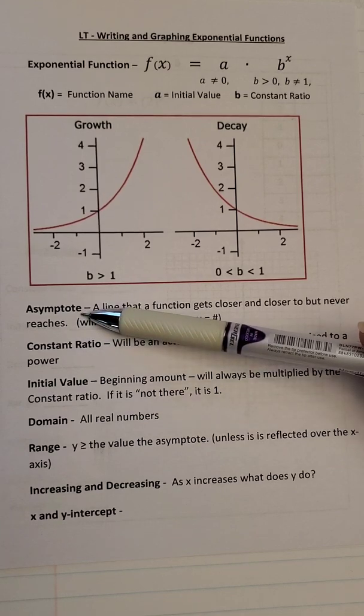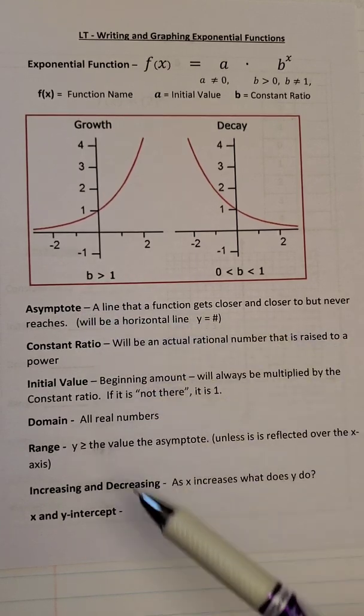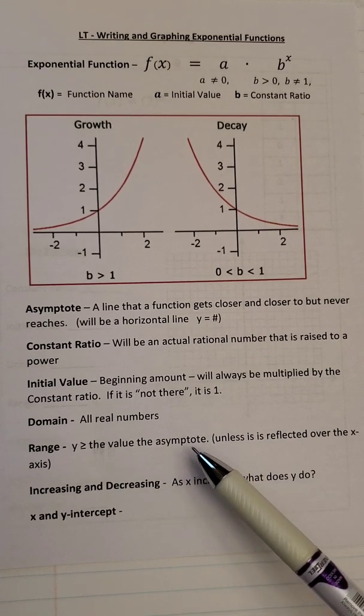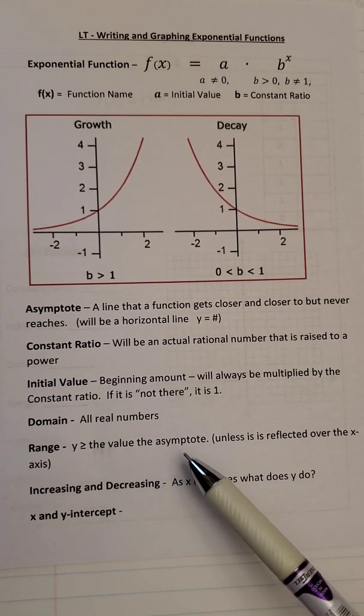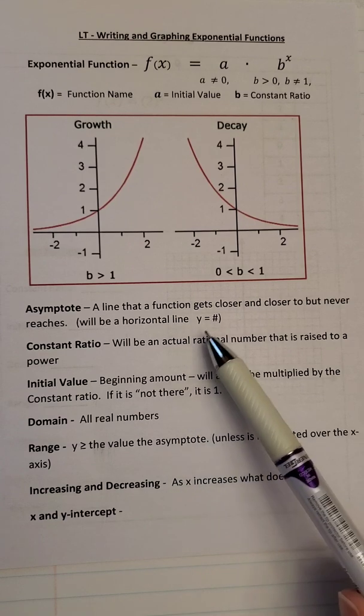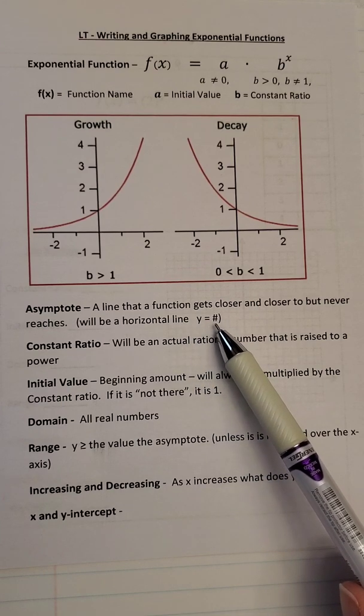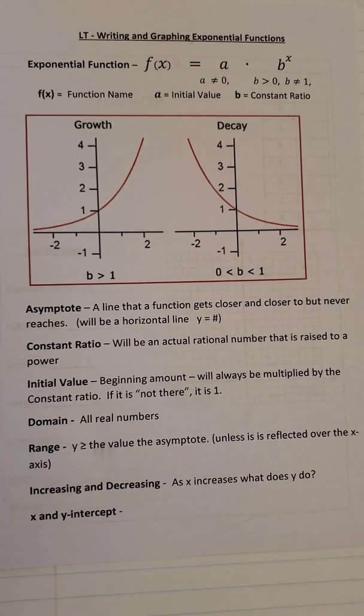So first we're going to talk about an asymptote. An asymptote is a line that a function approaches, but it never really makes it to the function. It's always an equation of a line. You see, I said y equals some number. We don't know what the number is, but it'll correspond to our range. I'll explain a little bit more about asymptotes in a minute.